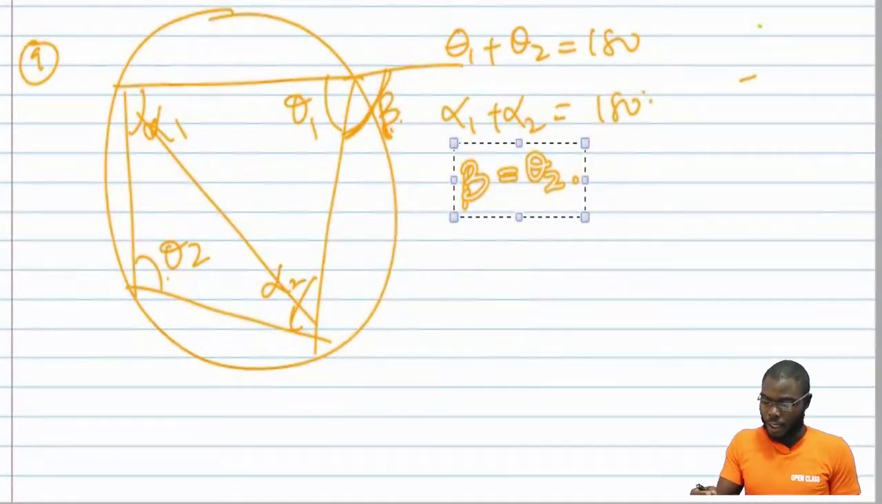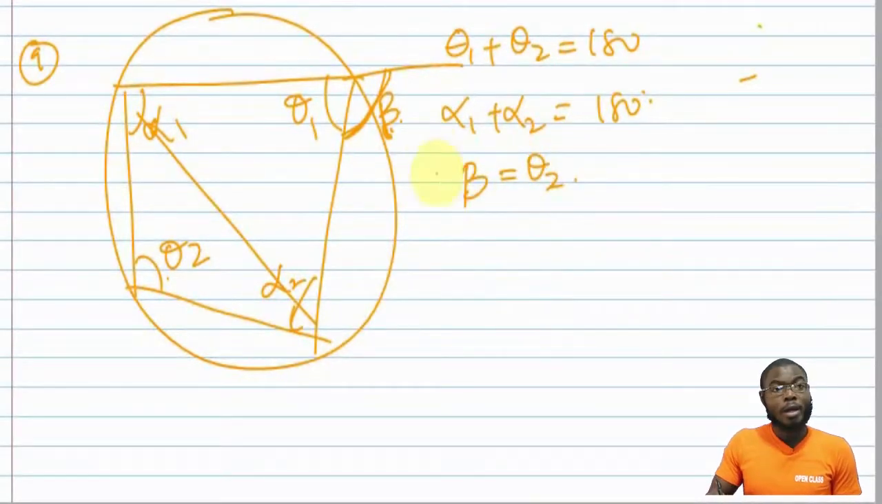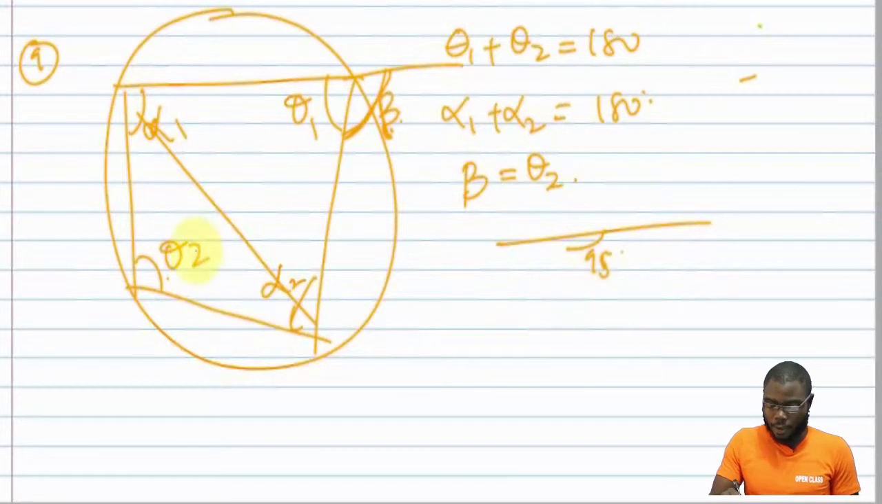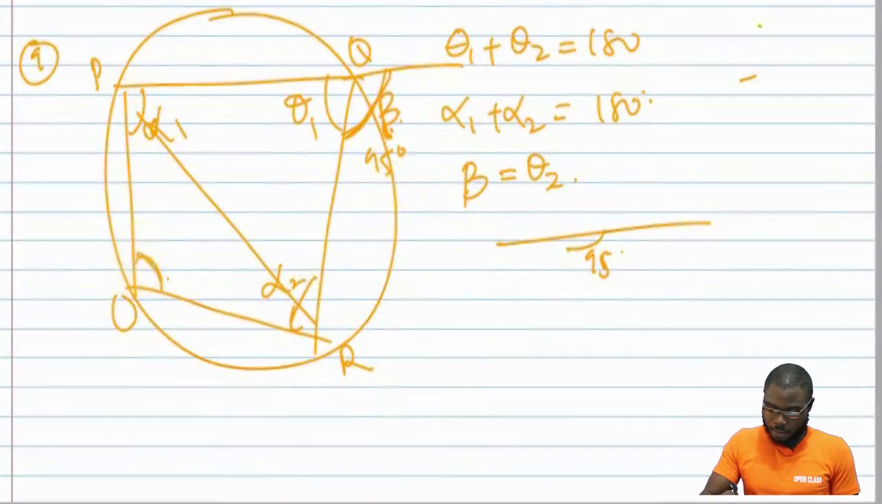Is that all right? So now let's solve the question. The question says we have the exterior angle to be equal to 95 degrees, and you are asked for ROP. You have this to be O, this to be P, this to be Q, and this to be R. This theta now is your 95 degrees. So the ROP is this angle.